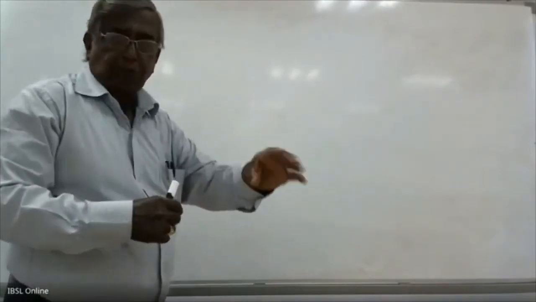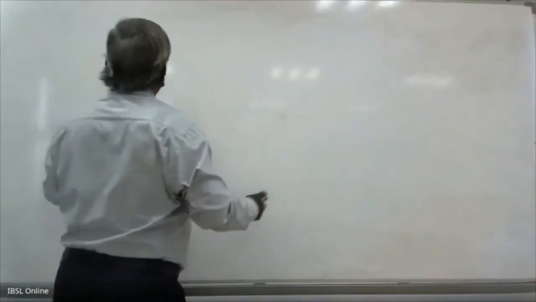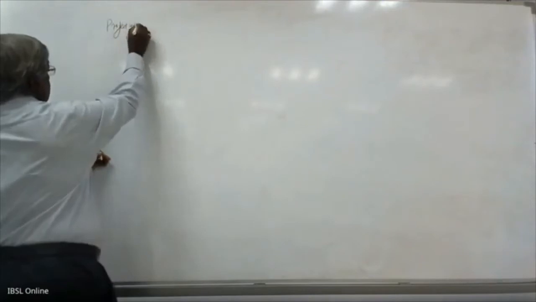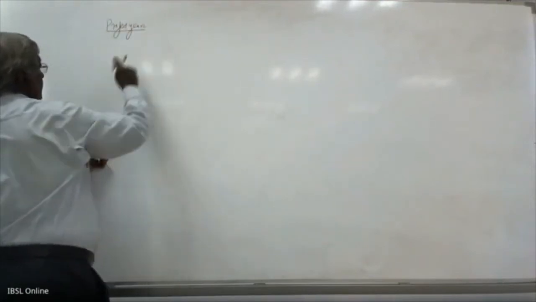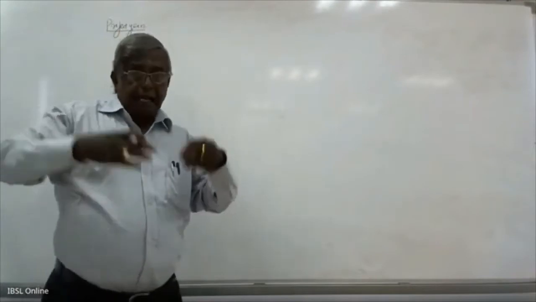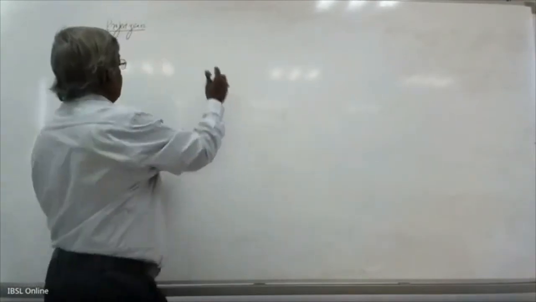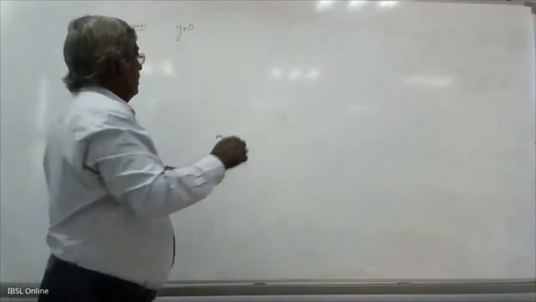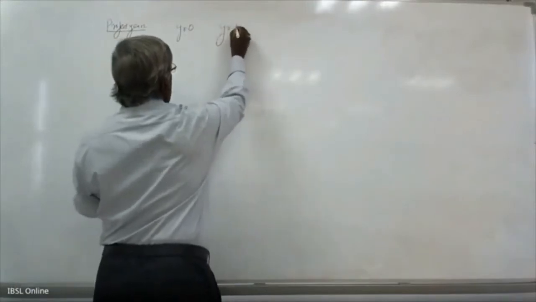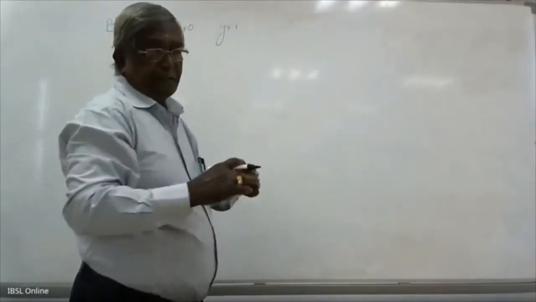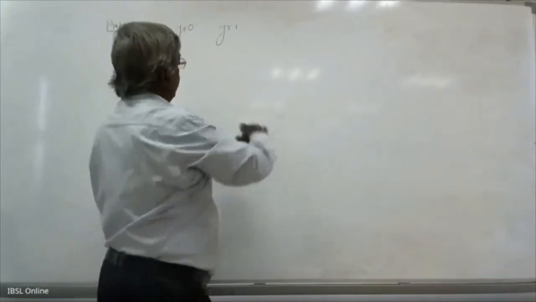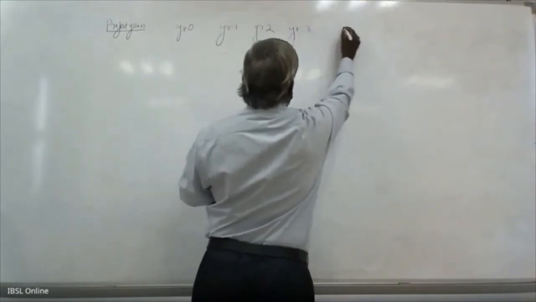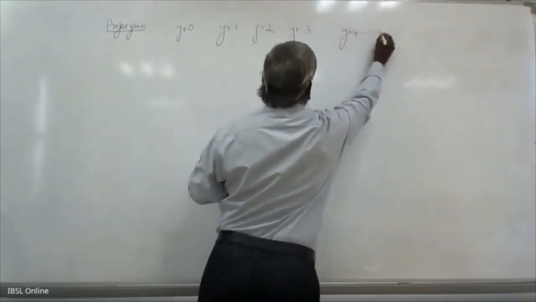Now we consider some calculations. Project years. When we put these project years, now we denote as year 0. Year 0 means now. Then year 1, exactly 1 year after today, or 12 months after today. Similarly, year 2, year 3, year 4 goes on like that.